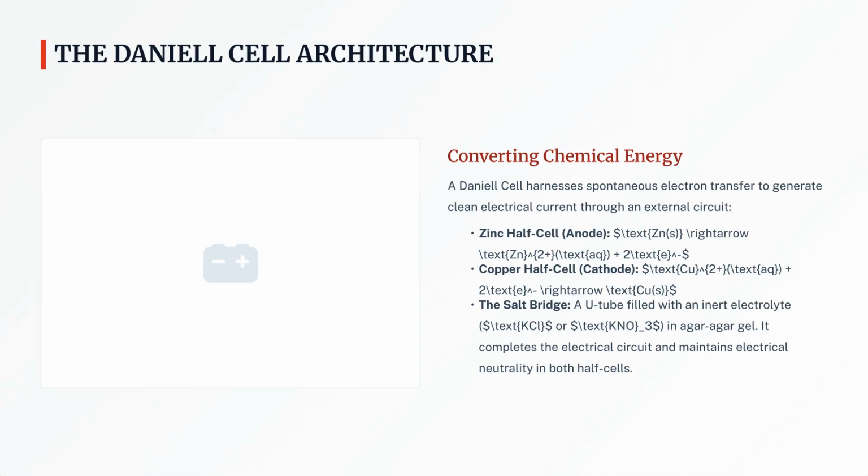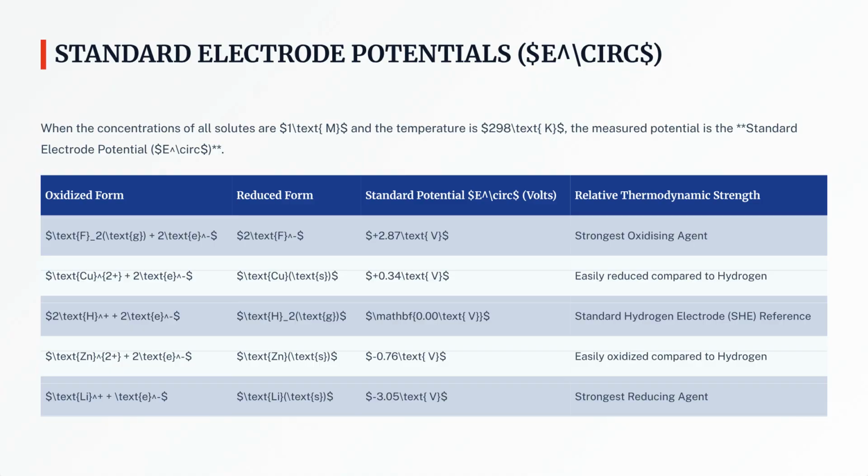The Daniell cell converts chemical energy into electrical current. It features zinc and copper half cells and uses a salt bridge to complete the circuit and maintain electrical neutrality. Standard electrode potentials are measured under defined conditions. This table displays various redox pairs and their relative thermodynamic strengths, ranging from strong oxidizing agents to strong reducing agents.